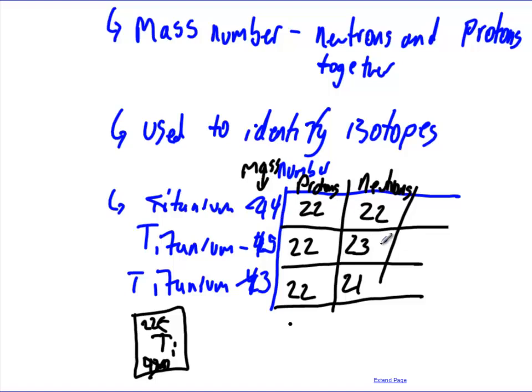So mass number tells me the number of protons and neutrons together. Atomic number tells me protons, and I can get the neutrons by subtracting. So mass number and atomic number both describe the nucleus of an atom, but atomic number is the number of protons. Mass number is the number of total particles in the nucleus.